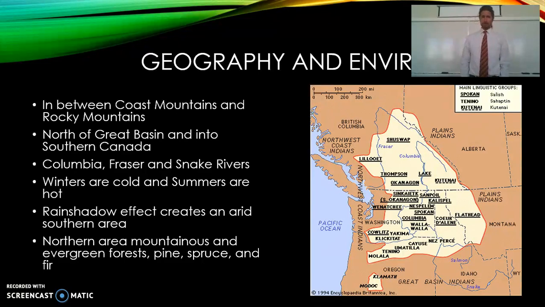The northern area of the plateau region was mountainous with evergreen forest, pine, spruce, and fir. And then the southern region is more arid and dry, kind of high, we might even call it desert, but it's not necessarily desert, but definitely less precipitation. You have sagebrush, lots of wind, this kind of area.